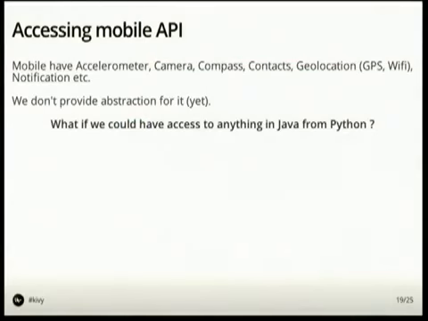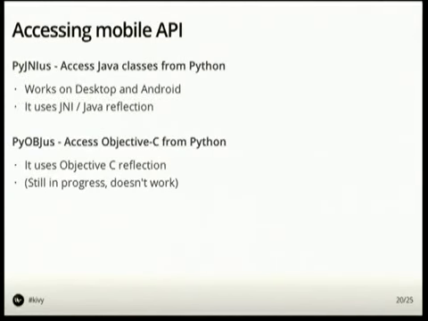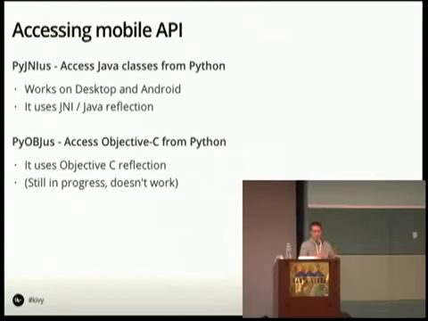So on other toolkits, they do an abstraction for that. But right now, we don't do anything for that. We think more about a generic way to approach this problem. So we created 2 other projects. The first one is PyJnius. This is a library you can just import and access any Java class from Python. So you write Python and you can access the Java API. And we started to do the same for Objective-C.